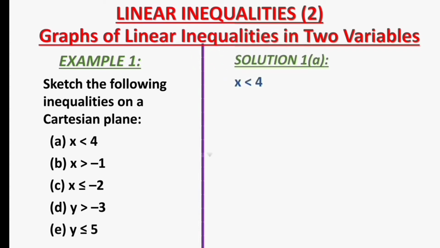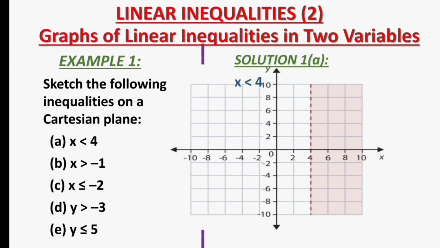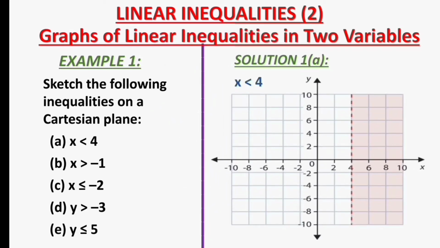Let's see the solution to question 1a. The graph of x is less than 4. What kind of boundary line do you think will be involved here? Is it a broken line or a solid line? Let's see if you are right. The graph of x is less than 4 involves a broken line going through the point 4 on the x-axis. That should be a vertical broken line.